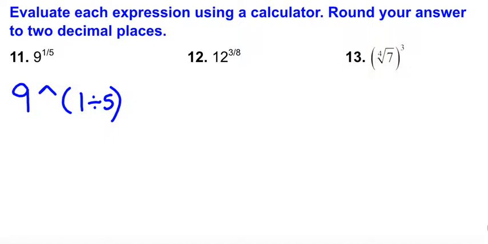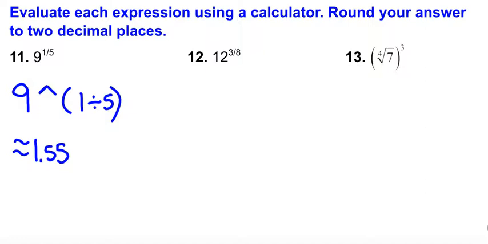9 raised, parentheses, 1 divided by 5 equals approximately 1.55. So not quite 2, not quite 1, but it makes sense. 9 to the first is 9. 9 to the second is 81. So 9 to the 1/5 is going to be closer to things smaller than 9. Let's try the next one.